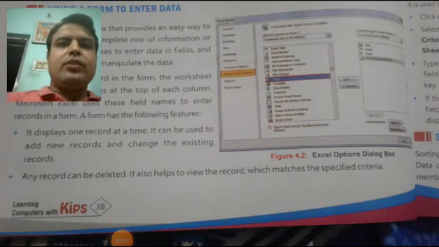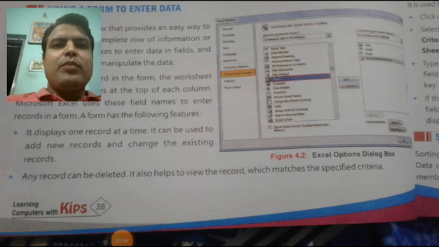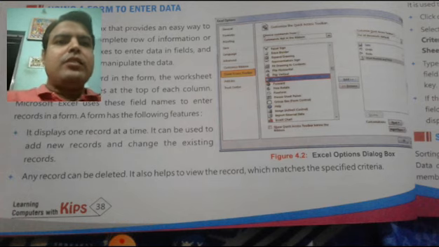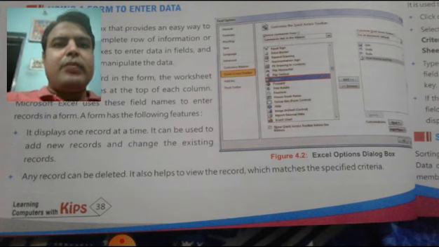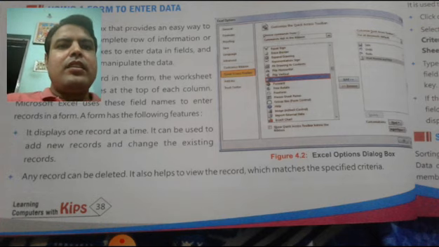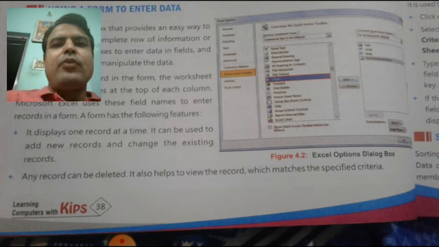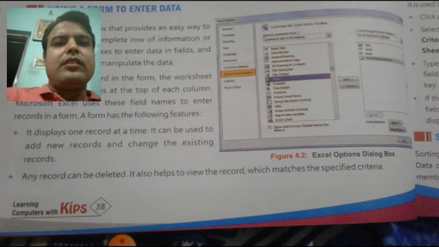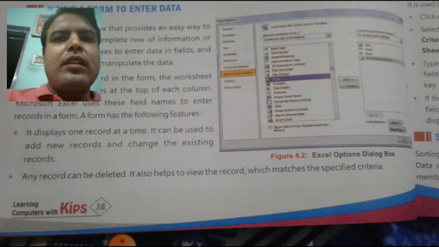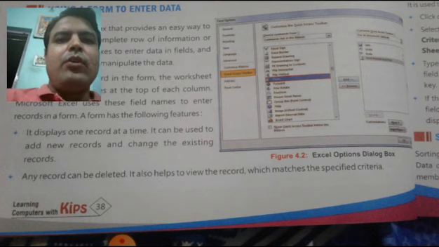Using form to enter data. A form is used to enter data and display one record at a time in the database. It is also used to change existing record in the database. It is a dialog box that consists the text boxes in which we enter the data in the field and command buttons to manipulate the information. We can also delete a record using form. To see how a form looks like, look at the figure 4.3 given in page number 39.